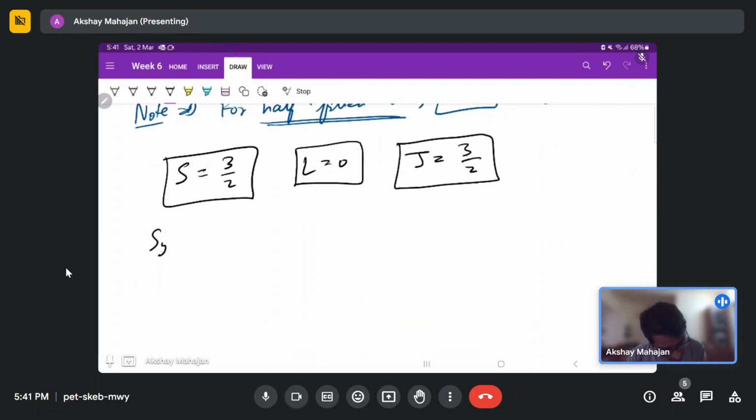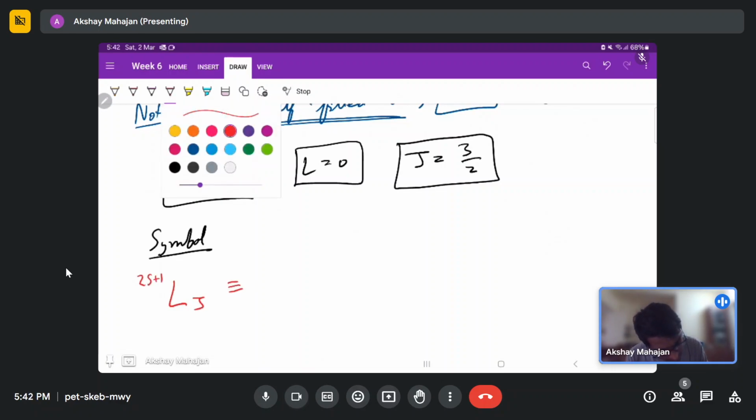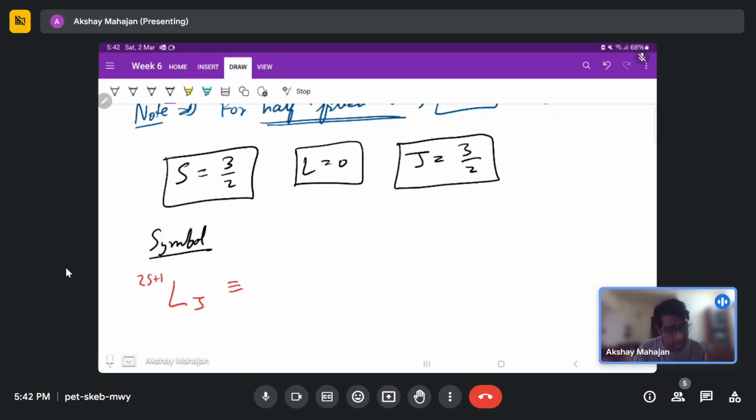So now the symbol in this case, the formula ^(2S+1)L_J. For capital L equal to 0, the symbol will be S, J is 3 by 2, and 2S plus 1 will be 4. So the symbol will be 4S 3 by 2.